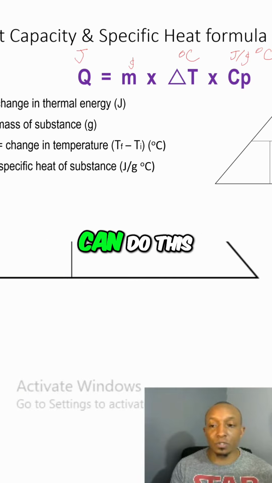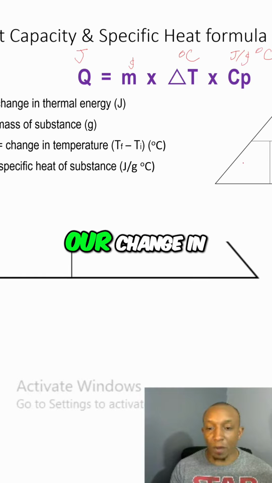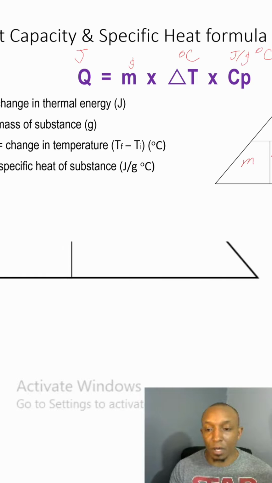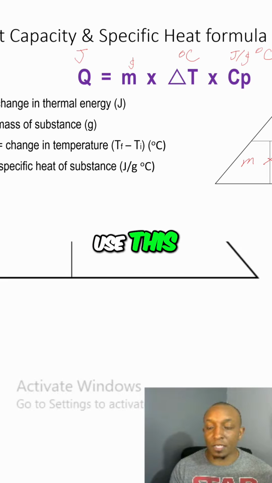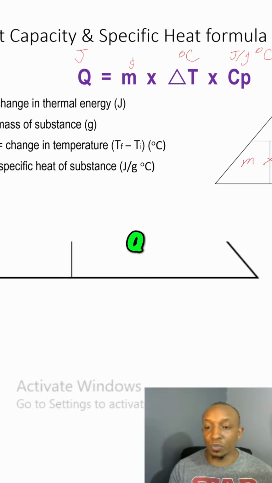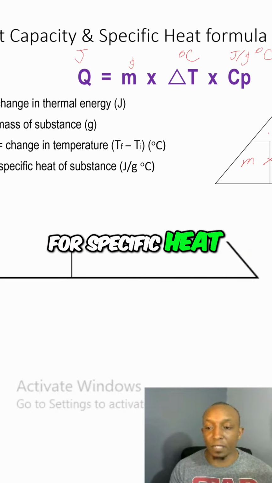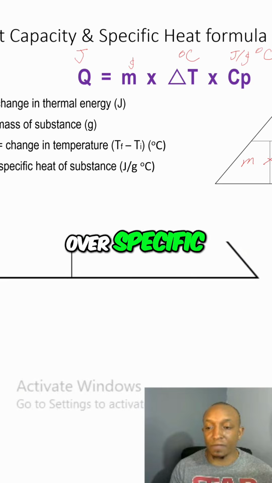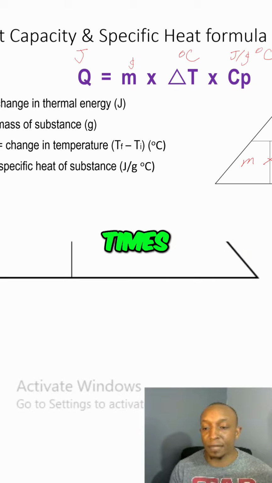So another way you can complete this formula is by using the following triangle, where I will put our change in thermal energy at the top over our mass times our change in temperature times our specific heat. So in order to use this, say we were solving for our change in thermal energy, we would put our finger over the Q, and that would leave us with mass times change in temperature times specific heat. Say we were solving for specific heat, we would put our finger or our hand over specific heat, and that would show us our formula for specific heat is Q divided by mass times change in temperature.